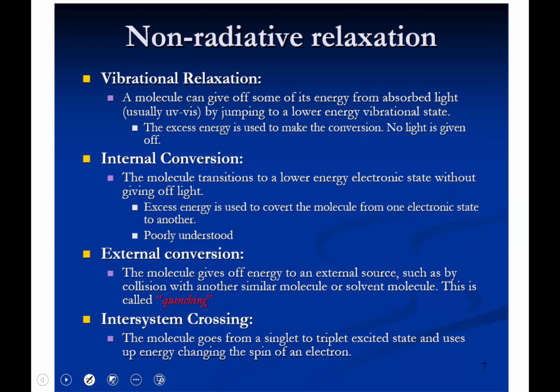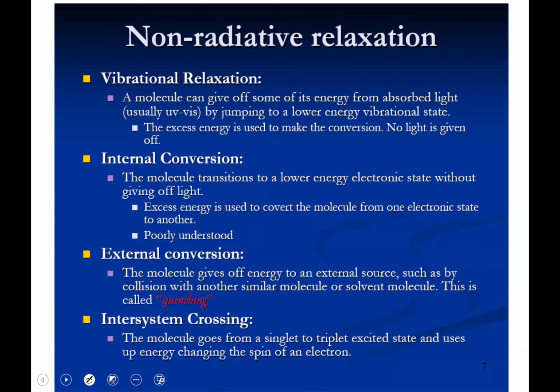Look at it. Number one, we have vibrational relaxation. The molecule can give off some of its energy from the absorbed light, usually UV light, by jumping to a lower energy vibrational state. The excess energy is used to make the conversion because there is no light given off. That is as much as we know. Because that amount of energy that is given off from one electron to another enables that process to occur, but no energy, no light is given off.